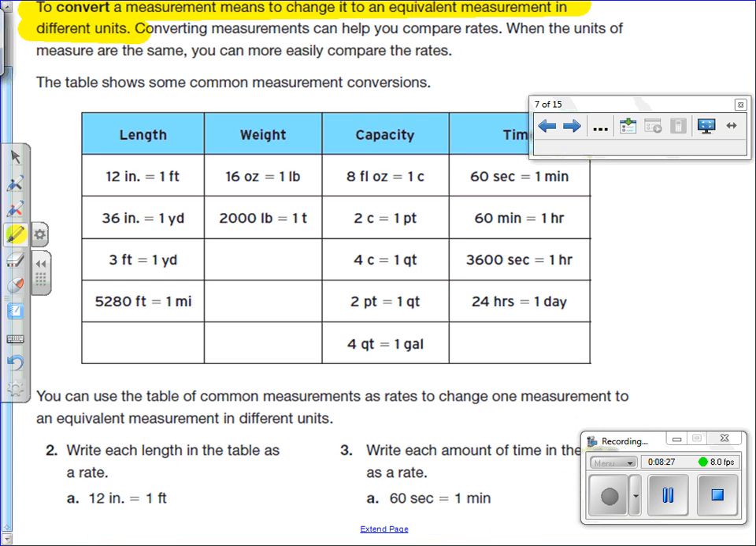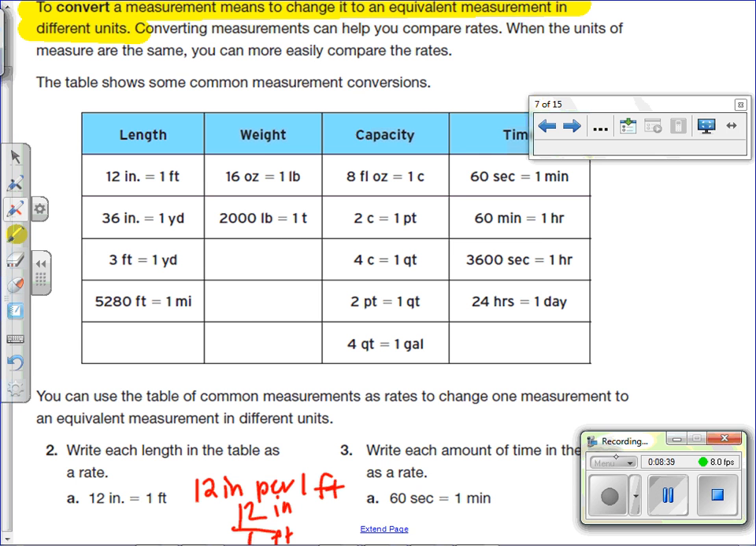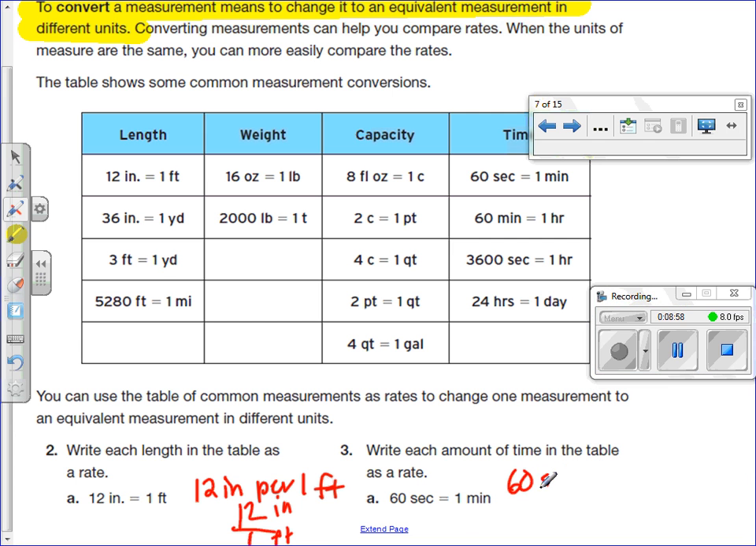You can use the table of common measurements as rates to change one measurement to an equivalent measurement in different units. So write each length in the table as a rate. So for this first one, 12 inches equals 1 foot. So 12 inches per 1 foot, or 12 over 1. The same thing for this one. This one should read 60 seconds per minute, or simply 60 seconds over 1 minute.